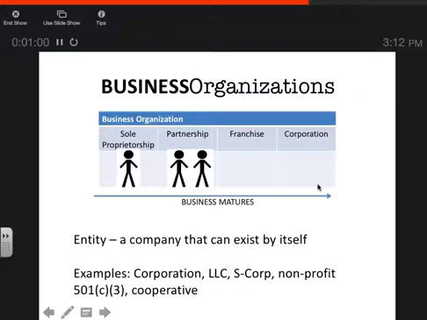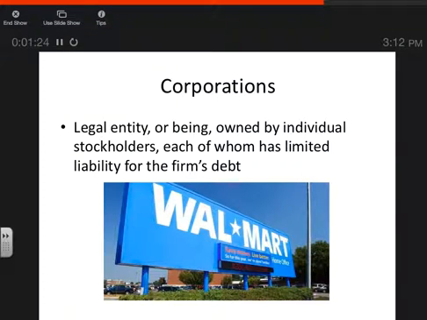Corporations are referred to as entities. An entity is something that can exist by itself, meaning that it doesn't matter who works for this company, the company will continue to stay alive and keep on going. Some examples of corporations are an LLC, S-Corp, nonprofit, and a co-op. Simple definition of what a corporation is right here.